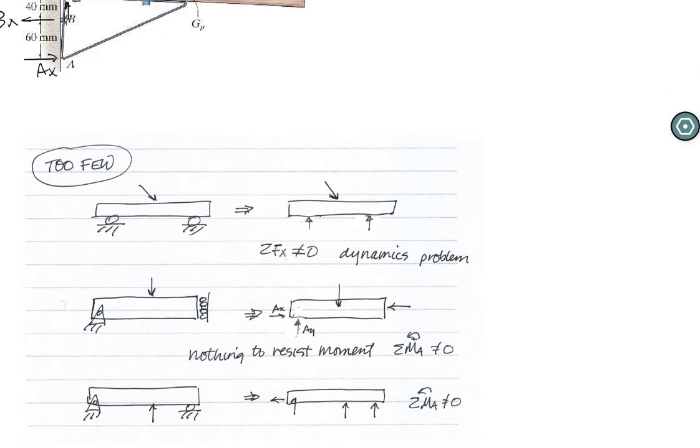If you have too few constraints, it becomes a dynamics problem. In other words, if you have something here with two rollers and you push a force on it, clearly it's moving in that direction.